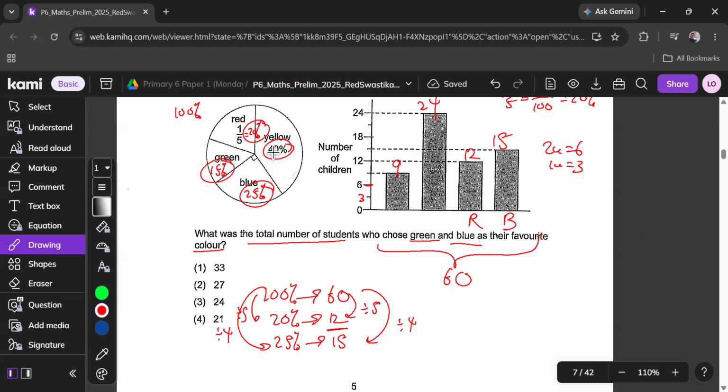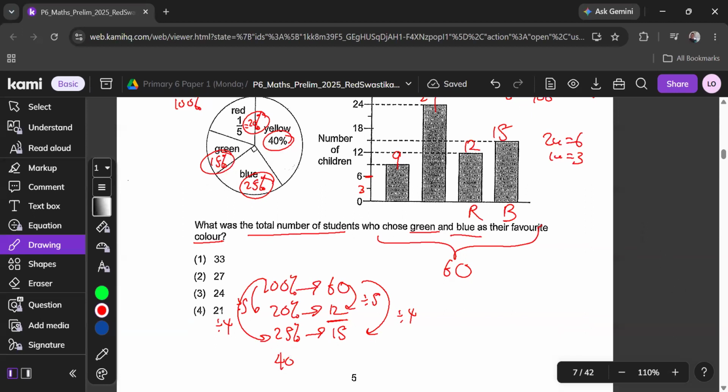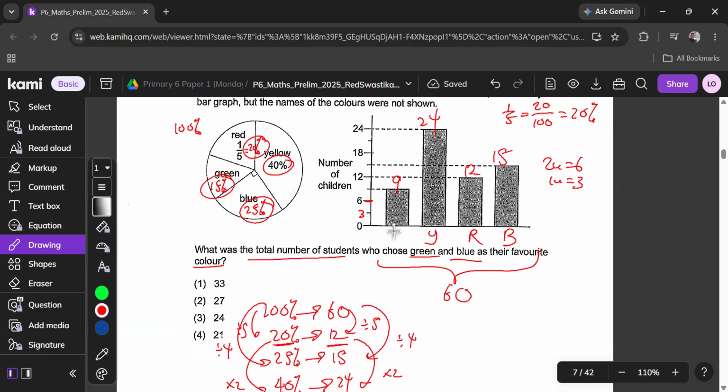The yellow is how many percent? Yellow is 40%, right? So 20 times 2, 40. 12 times 2, 24. Yellow. Actually quite fun now, quite fun to match the colors. Then the last one must be what? Must be green now. Okay, must be green already.